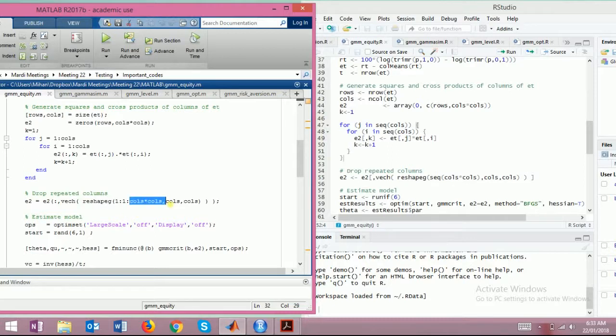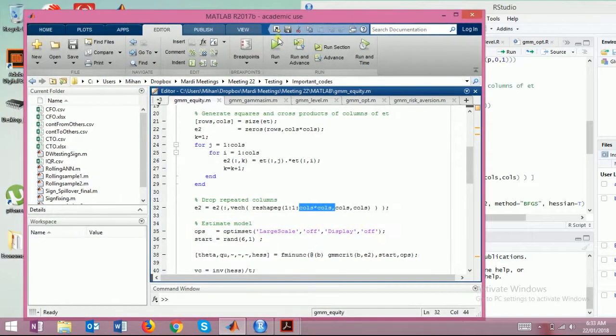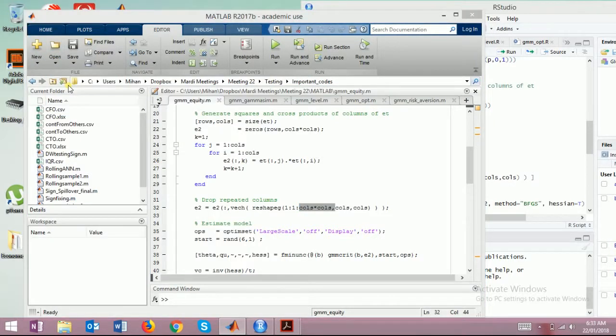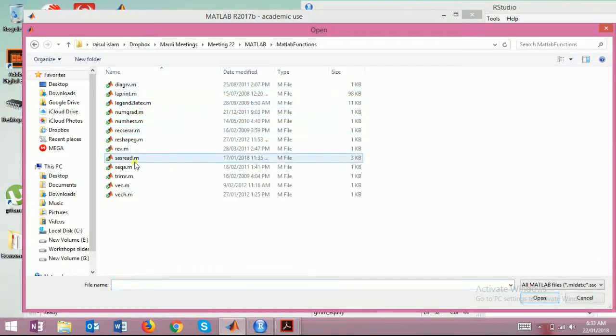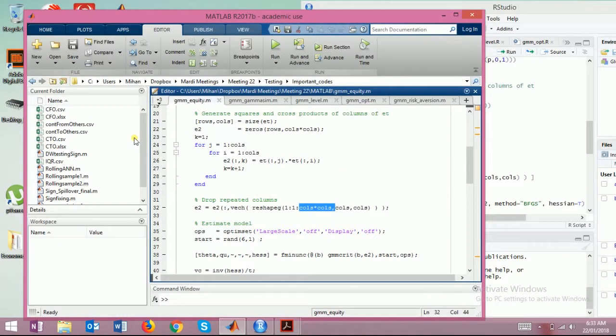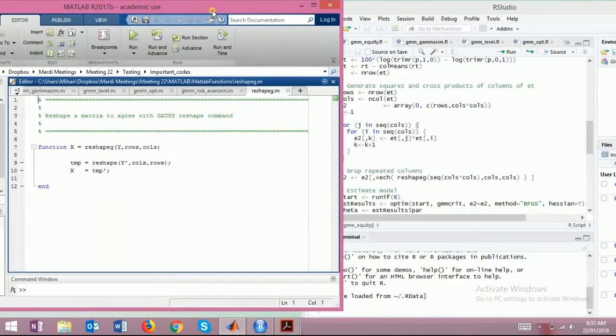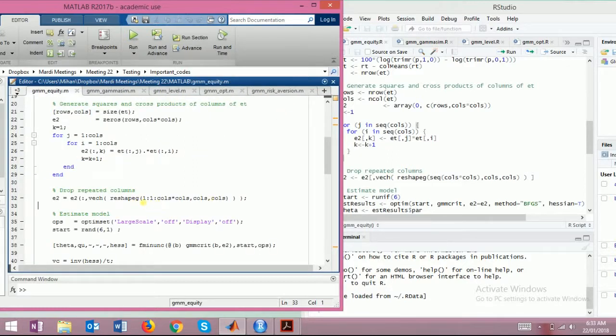Rows 1 till number of columns squared by 1 columns. We can still have a look into what the reshape function has to offer us. The reshape function reshapes a matrix to agree with the Gauss reshape command. We have y, number of rows and columns, right? So we have y, which is 1 to number of columns squared, number of rows and number of columns.